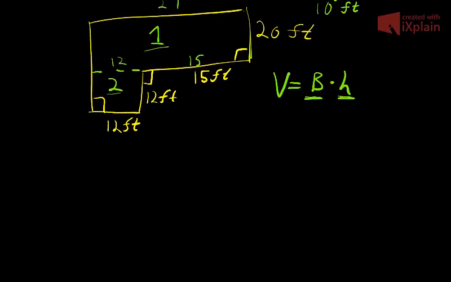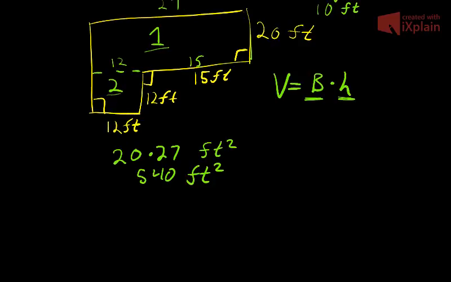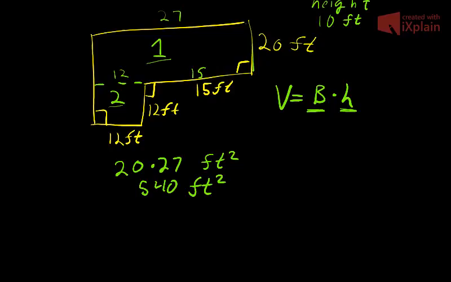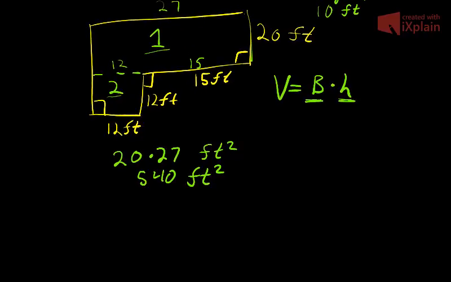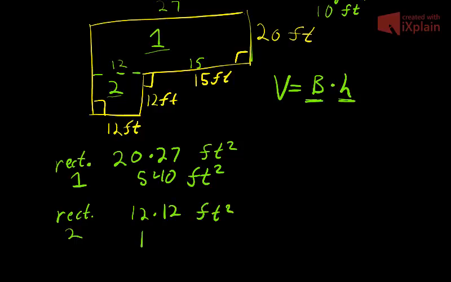So rectangle 1, the area is going to be 20 times 27 square feet, which is going to give me 540 square feet. Y'all can do that by hand yourselves if you don't believe me, but it should be 540 square feet. The second rectangle, so that's my rectangle 1. My second rectangle right here, rectangle 2, is going to be 12 feet by 12 feet. So let me get rectangle 2. 12 by 12, that's going to be square feet, which is 144 square feet.